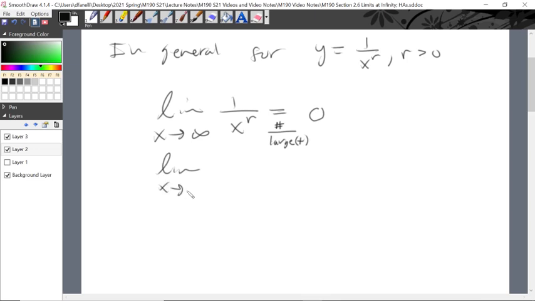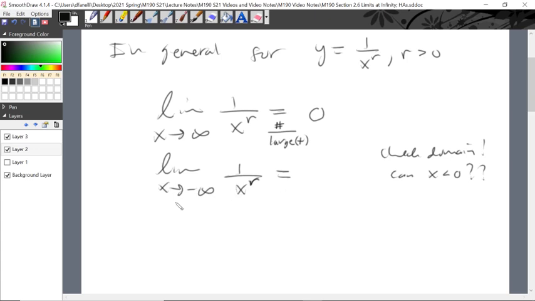And the limit as x goes to negative infinity of 1 over x to the r, okay, as long as you're checking the domain. In other words, can x be less than 0 for your particular function? Because if it can't, then this limit is going to be meaningless. We're not going to be able to evaluate it.